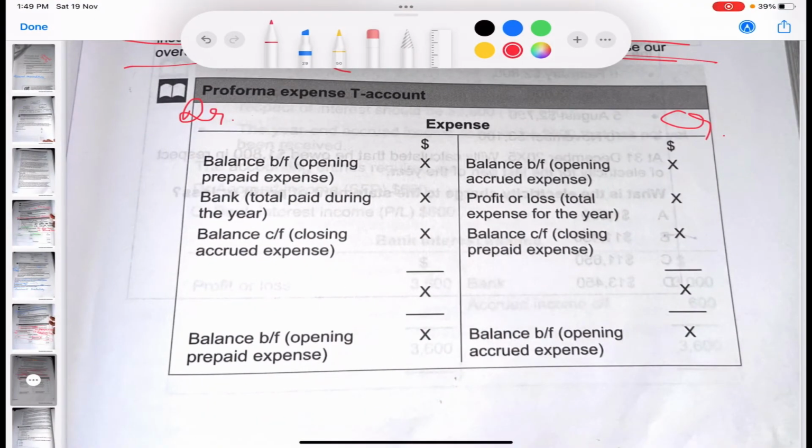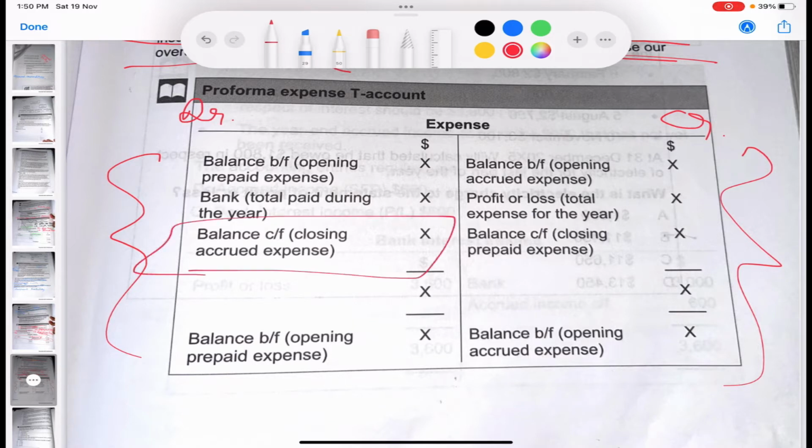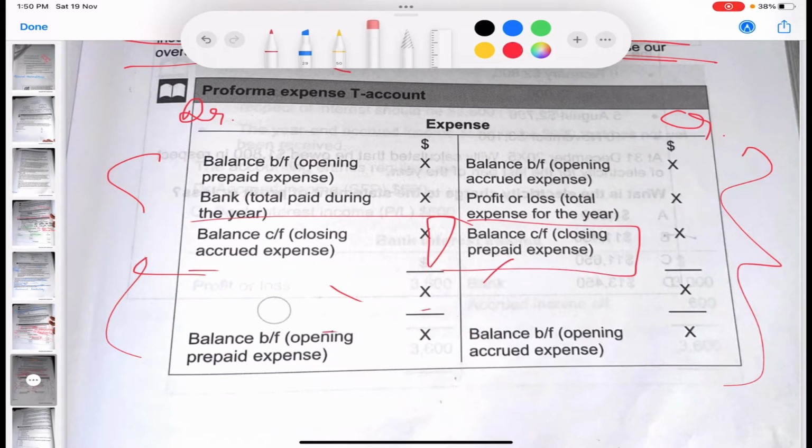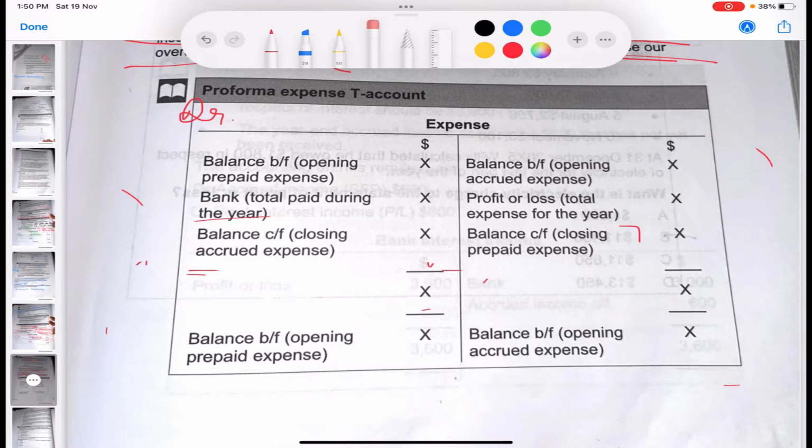So that is our expense account, and we know that whatever balance is here, we will bring it forward to the next year. Let's move on. So that's our expense account. Easy.